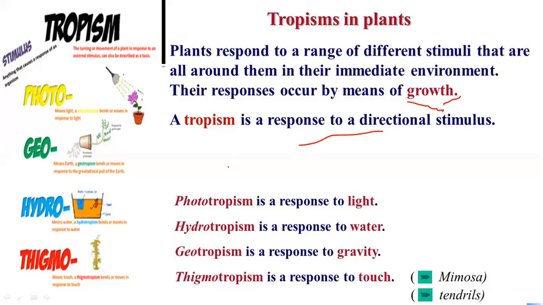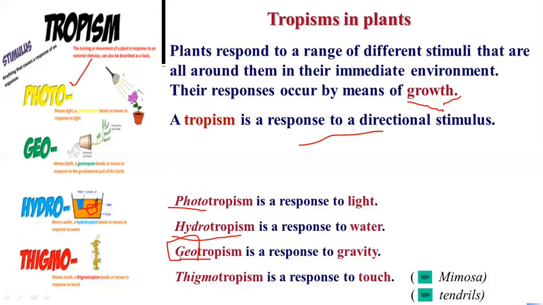Take the example of a plant. We know that a shoot grows towards the light, which is called phototropism. It is a response to light. Photo means light, and tropism means movement. Then we can see hydrotropism, when the plant moves towards water. Which part moves towards the water? Definitely the roots. Here water is present, so the root is moving towards it. That is called hydrotropism. And if we talk about geotropism, geo means earth, like soil.